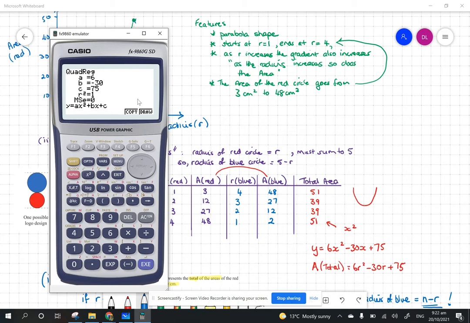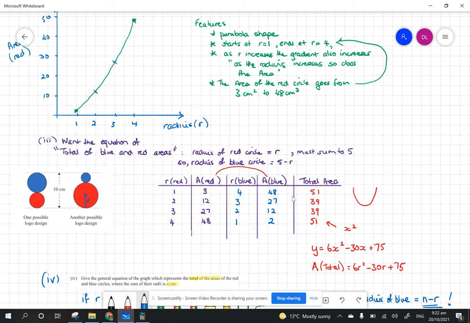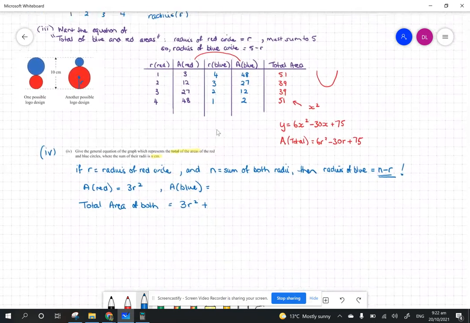My problem is that I've used R and total area, and I haven't got any symbols for it, so now I've used X and Y. If you just write that, you will get marks for that, but you should make it in the context you're using. So the total area is, and on my left-hand side, the numbers I've been using are R, the radius for the red. So I've got 6R squared minus 30R plus 75, and that will give me 4 marks for that question. Right, working on, we're going to move on and do part 4.